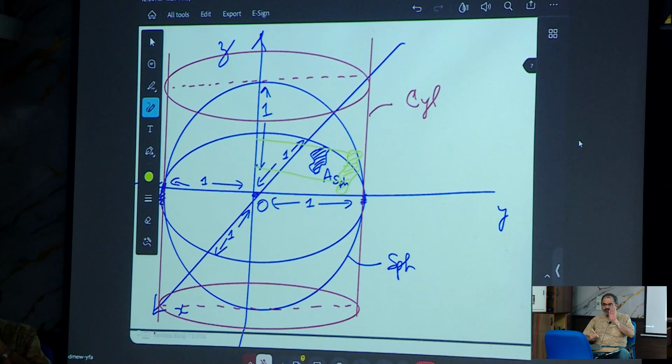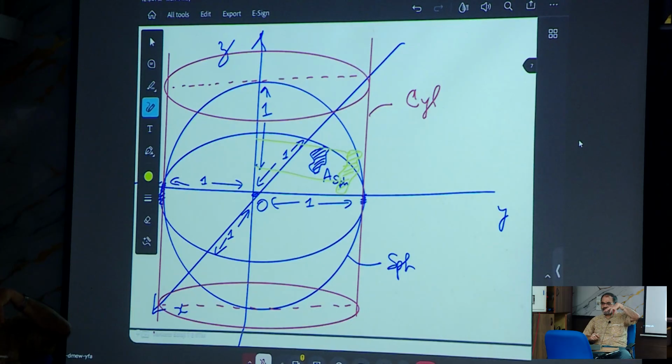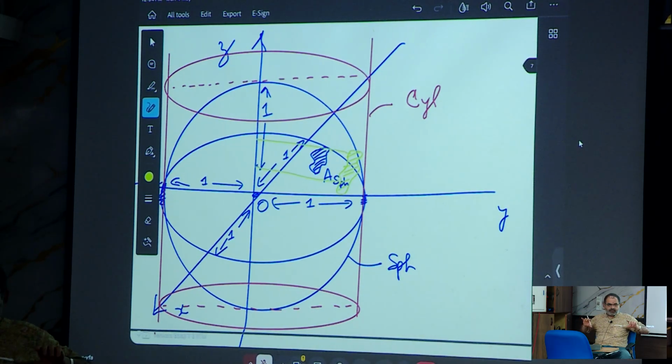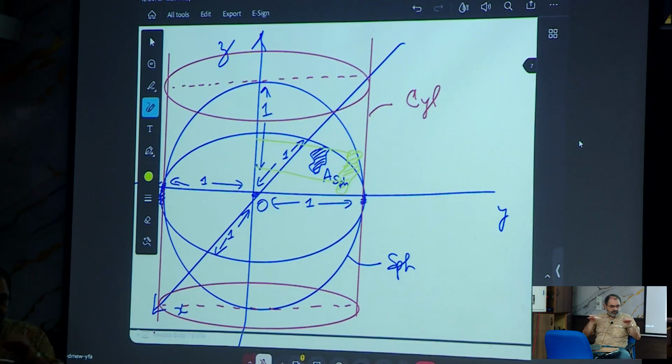I am horizontally projecting it onto the cylinder. So, for example, if you took the upper hemisphere and projected it on the cylinder, you will get this upper half of the cylinder. If you take the lower hemisphere and project it onto the cylinder, you'll get the lower half of the cylinder. So I want a projection in that sense, okay?